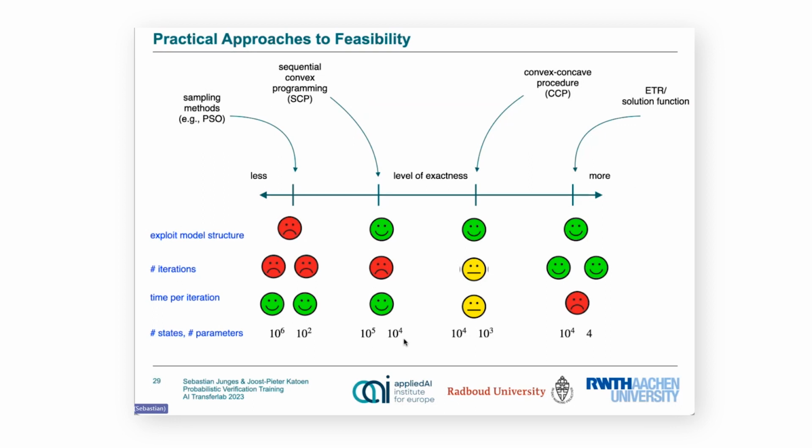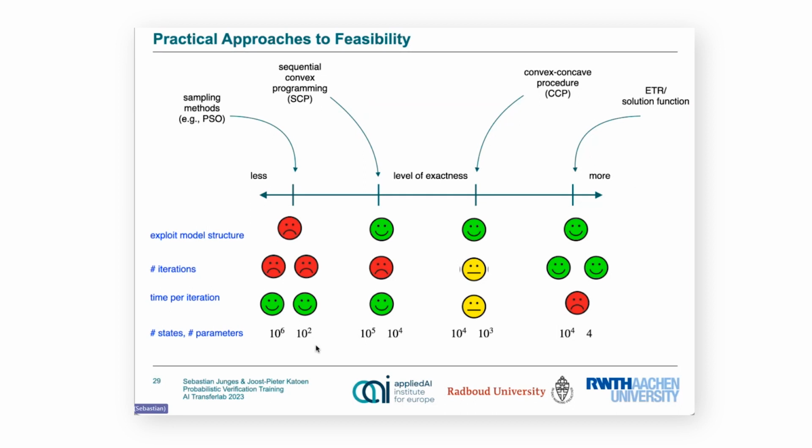for some systems. And on the other hand, these sampling methods, they do not exploit any of the model structure. That means they need a lot of iterations in order to get somewhere. But then on the upside, what they're doing is just calling a model checker straight out of the box. That's going to be fast. And that also means that you can easily go to millions of states, but you cannot go to too many parameters.